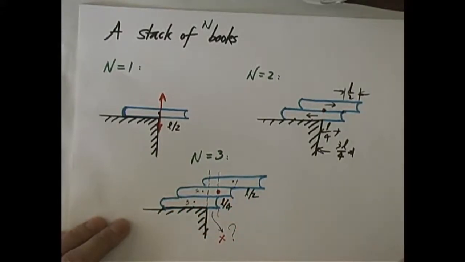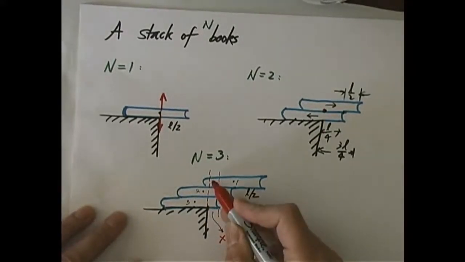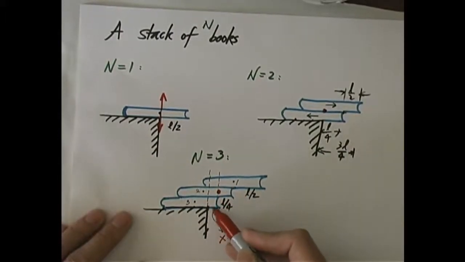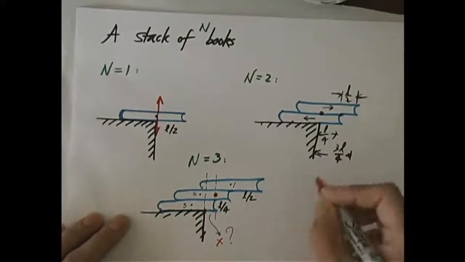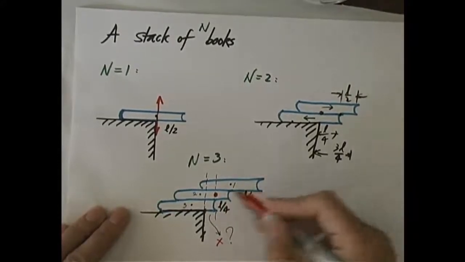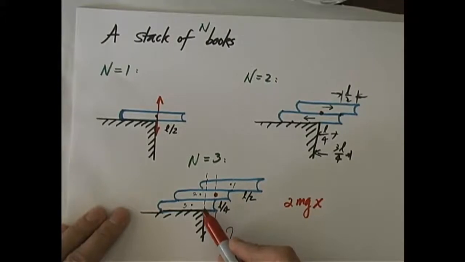The combined center of mass of the three-book system must be right here so that you can have a supporting force at the edge of the table. Let's call this x. For the first two books, the combined center of mass is a distance x out, right? Because it's right here. So it's 2mg, the total weight of the first two books, times x. The third book has a center of mass right here.